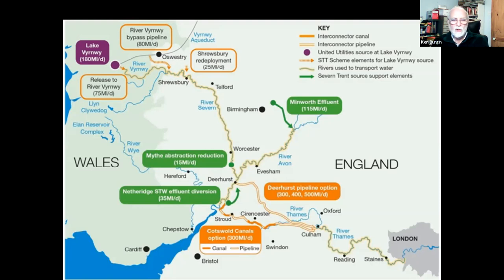The other thing you can see on this map is the two different interconnectors that are proposed. There's the pipeline, which is the one to the north, that's this one here, and then to the south there is the Cotswold Canals. And the thing to note the difference of is the amount of pipe work involved.